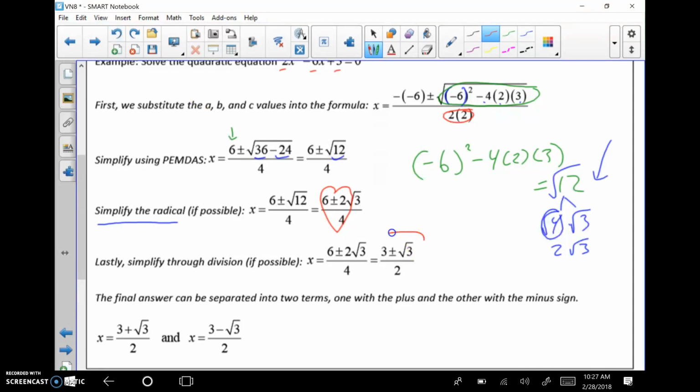So then you get down to simplest form. And that's usually where you stop. You could split it up into one with plus, one with minus, but usually it's okay to leave it together as a single plus minus.